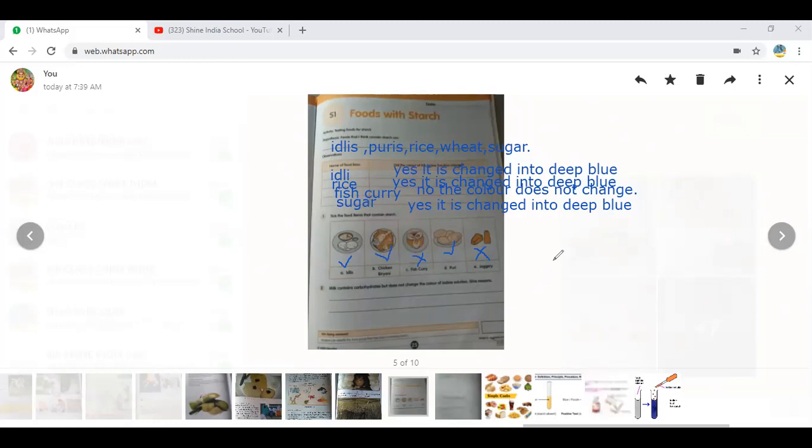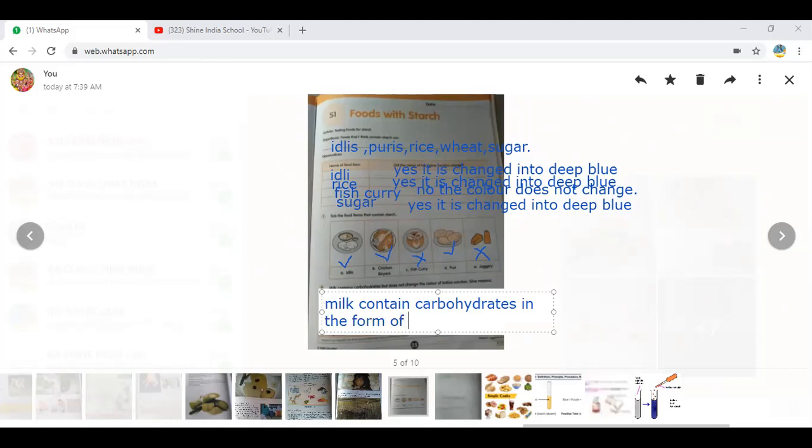Okay. Now next point for you: milk contains carbohydrates but does not change the color of iron solution. Milk also contains carbohydrates, but it does not change. What is the reason? Milk contains carbohydrates in the form of sugar, not starch.